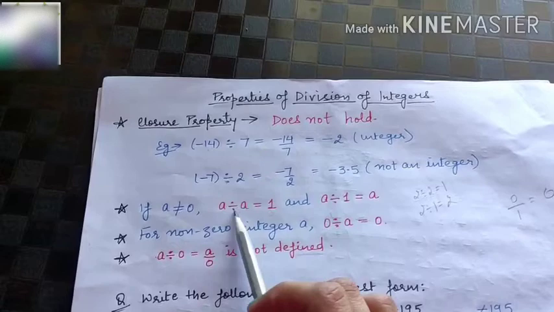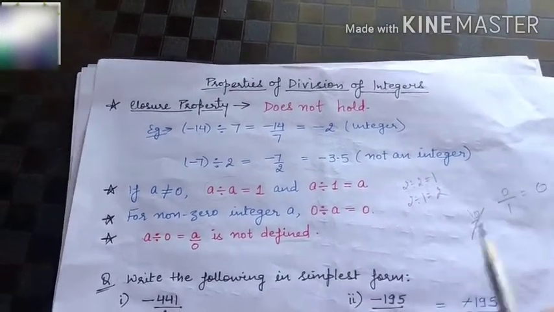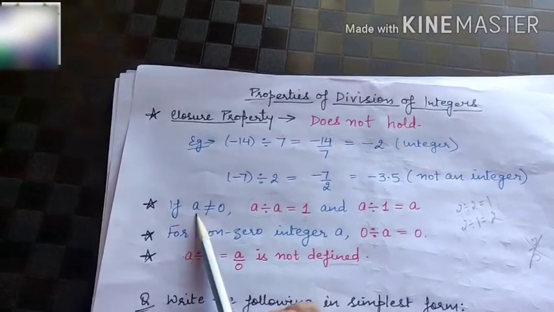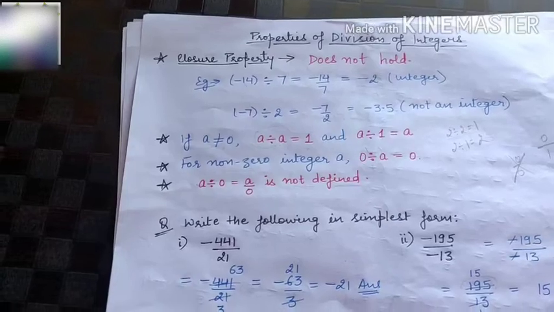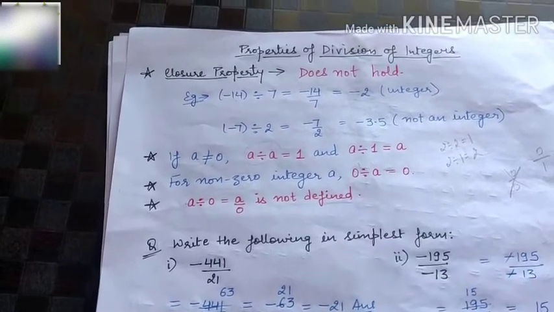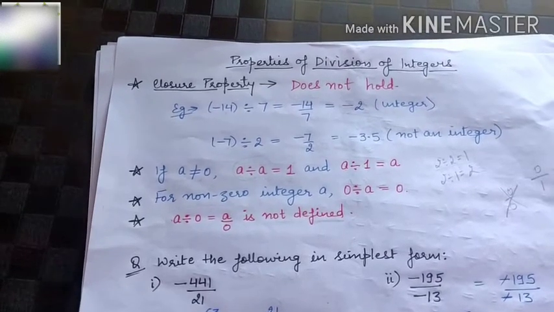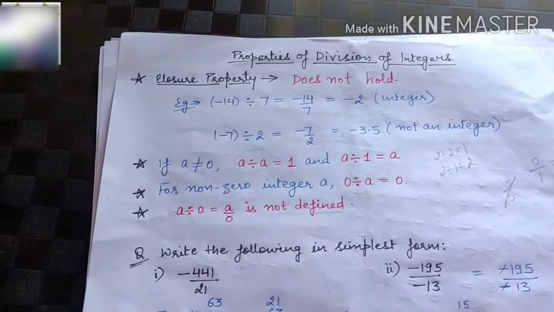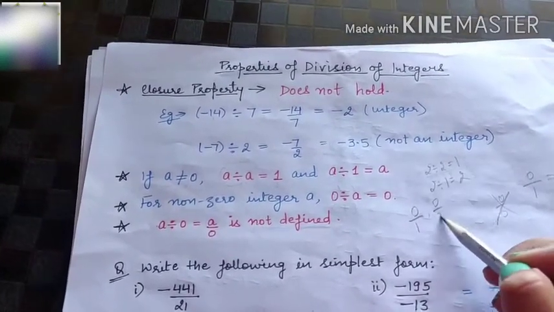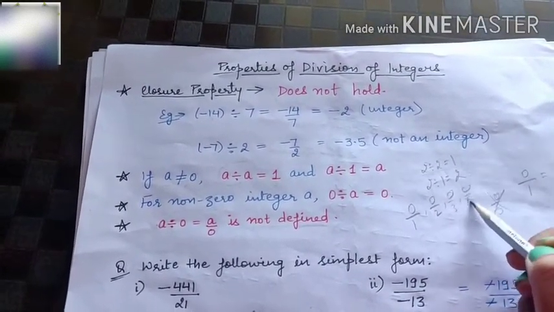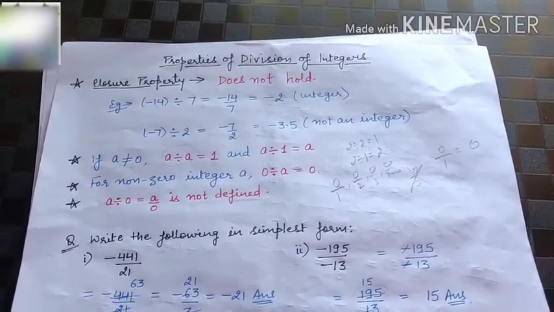But here the number cannot be 0. If you divide 0 by 0, it does not mean anything. That's why it is written a is not equal to 0 here. Again, for a non-zero integer a, 0 divided by a is equal to 0. If you divide 0 by any integer, it is always 0, like 0 divided by 1, 0 divided by 2, 0 divided by 3, 0 divided by 100. So in this case, the quotient is always 0, right?